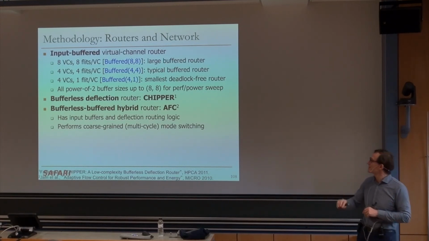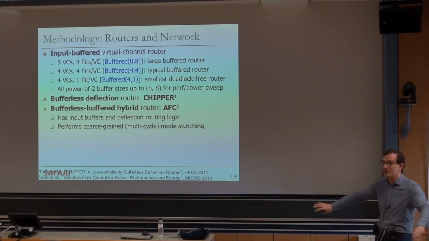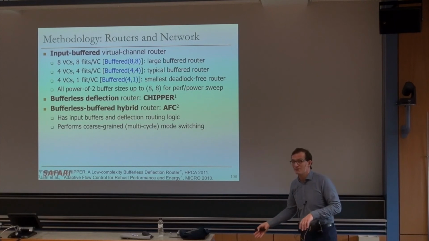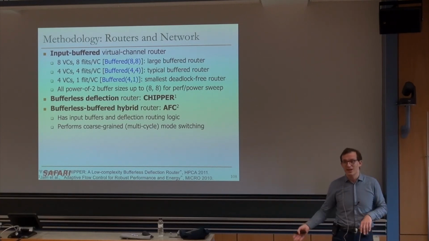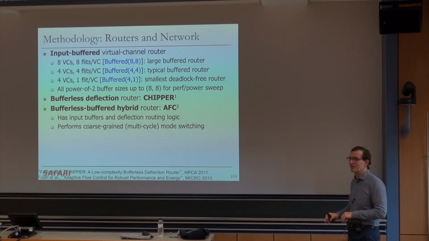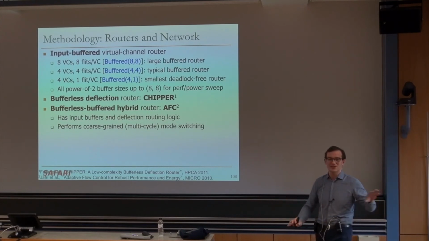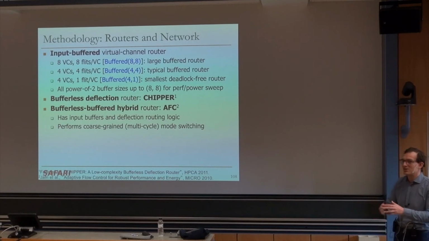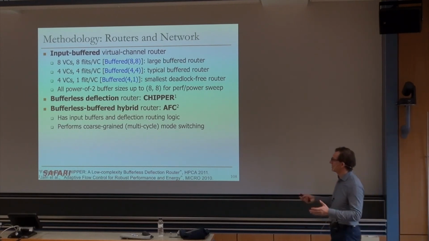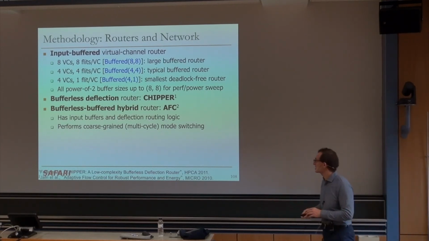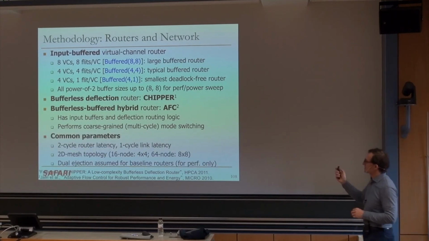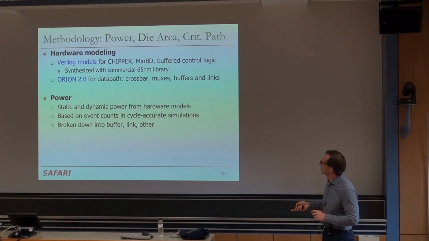The idea is you have input buffers as well as deflection routing logic. And they basically do coarse-grained mode switching. When the network is not loaded, they move into deflection routing. When the network is loaded, they use buffers. So it's good for the best of both worlds, but you need to have extra logic to handle everything, meaning that you still have input buffers. So it's not that simple. And these are some common parameters you can read in the paper.